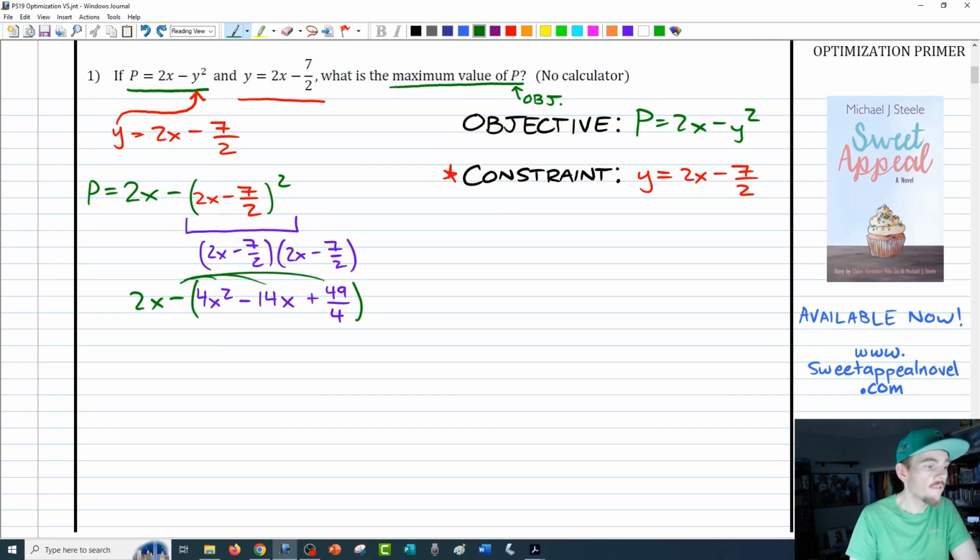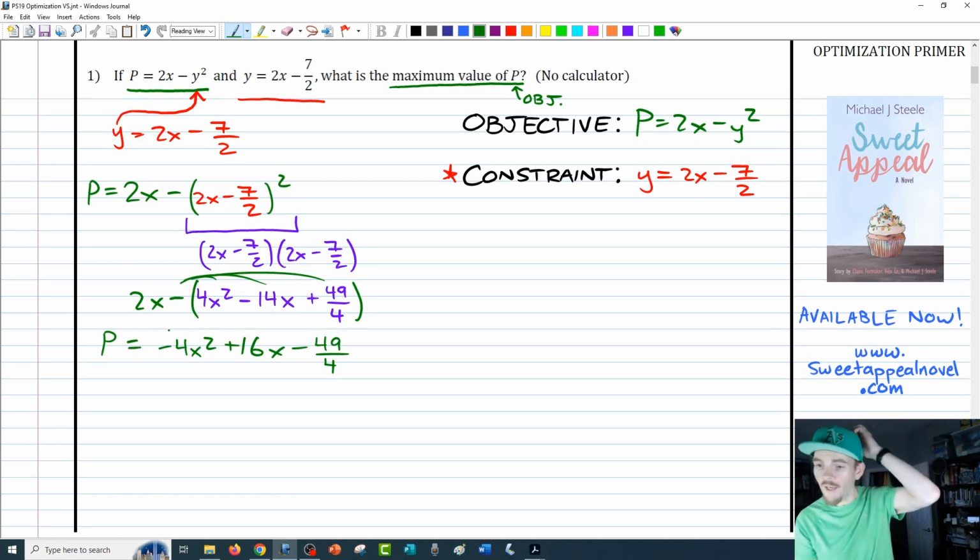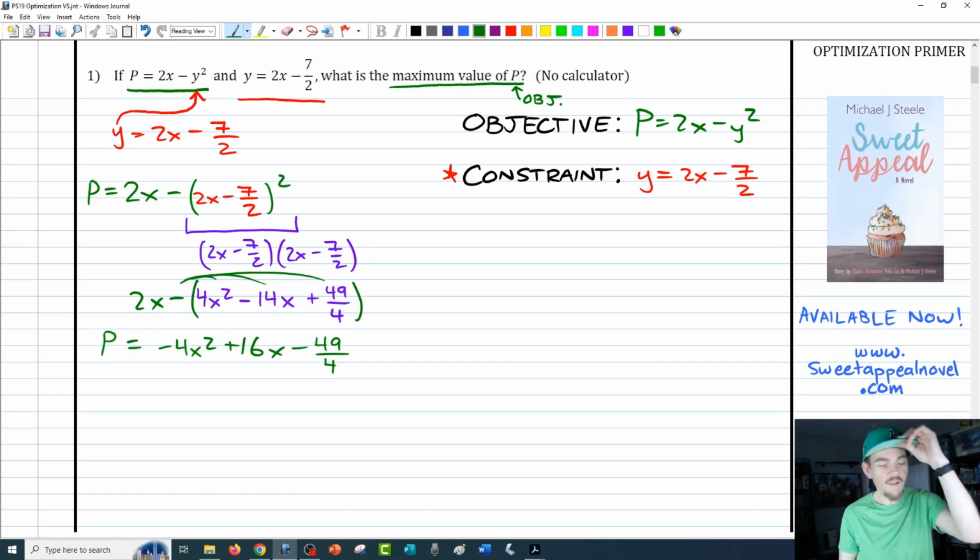Now with that in place, we're going to do 2x minus that whole thing. Using the x squareds first, we're going to have minus 4x squared. Then we'll have 2x minus a negative 14x, which will be plus 16x. And finally, we'll have minus 49 over 4. There was no other constant to combine with. And this entire relationship is P, which actually is pretty close to what I had a few seconds ago when I messed up, but go figure.